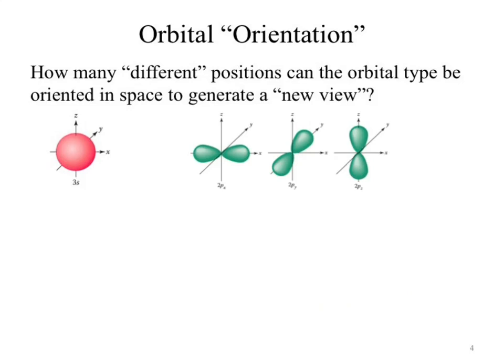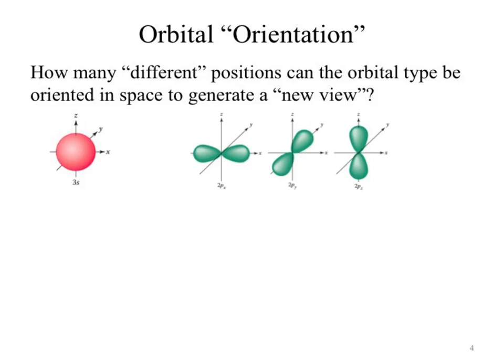Okay? We can add extra information to these and refer to this one as the 2px. Why x? The orbital's on the x-axis. The next one would be the 2py. Why? Because the orbital's on the y-axis. Last one, 2pz, because it's on the z-axis.